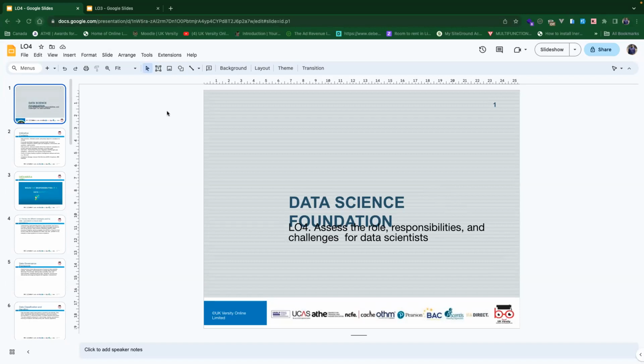Today, we'll be looking at assessing the roles, responsibilities, and challenges for data scientists. So we'll be looking at the roles, responsibilities, and the challenges for data scientists.